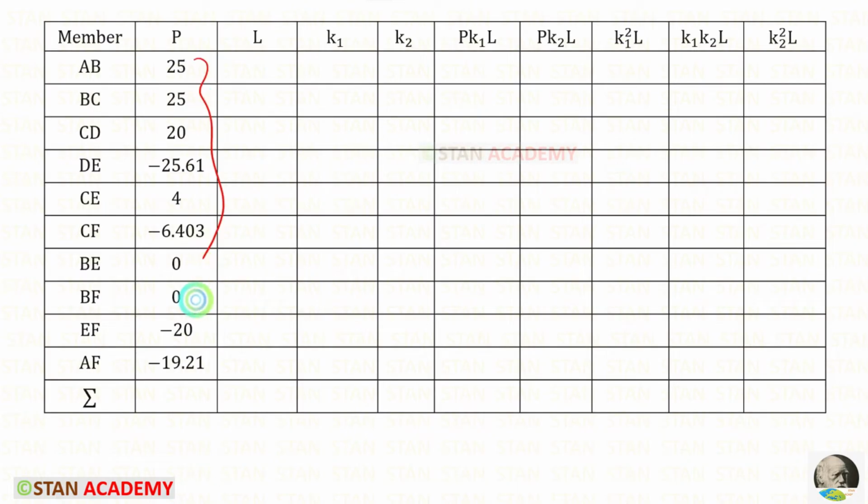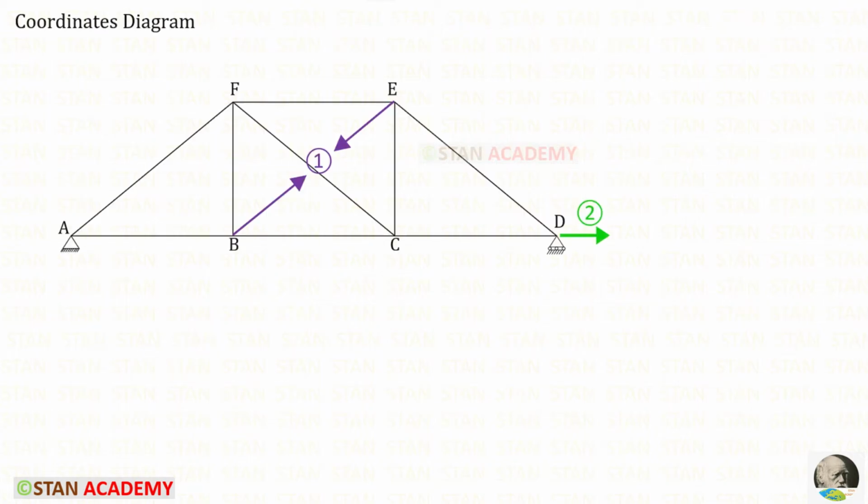Let us enter the values of P. Now we are going to find the values of K1. Let us see how to find. We have to remove all of the loads from the truss, and then we have to apply unit force in the direction of the first coordinate.